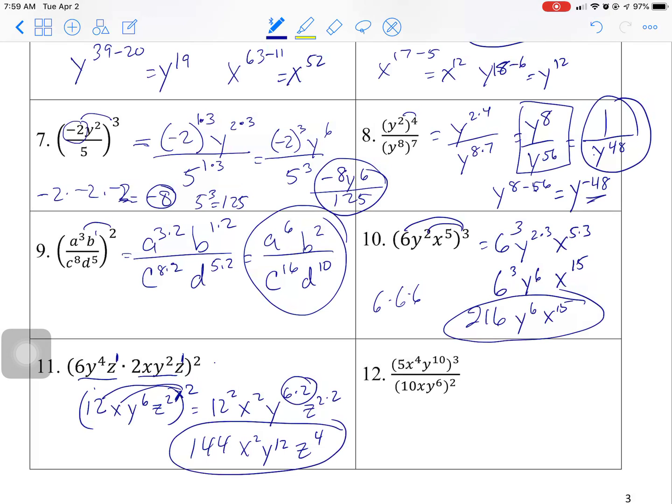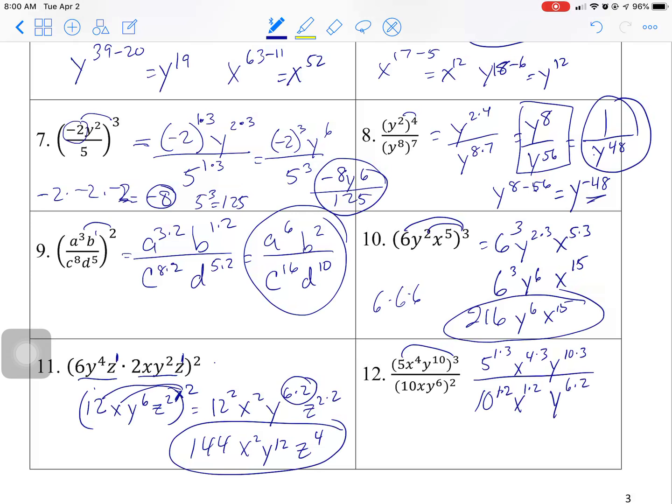Each has to be distributed separately. So this is 5 to the 1 times 3, x to the 4 times 3, y to the 10 times 3. 10 to the 1 times 2, x to the 1 times 2, y to the 6 times 2.